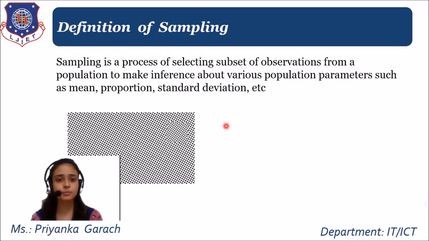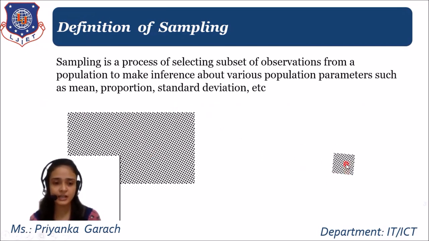Sampling is a process of selecting a subset of observations from the population to make inferences about various population parameters such as the mean, proportion, standard deviation, etc. We have already seen in unit number 2 what the population and the sample are. Suppose this is my population and these black dots show the elements within the population. Out of so many elements, if I take out only a few of the elements from the population, then this will be my sample from this particular population.